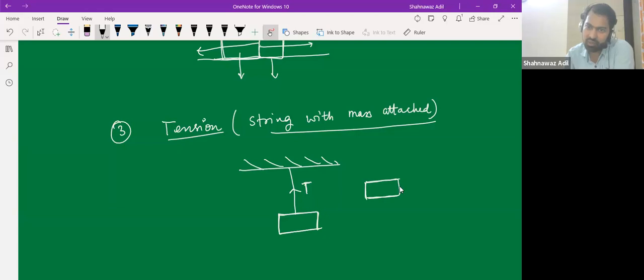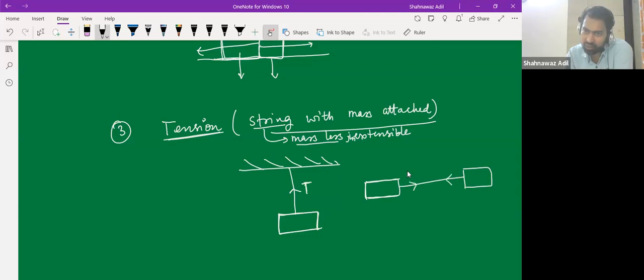Okay, so then let's say two objects are attached with some string, and generally we assume that this string is massless, right? And we also assume that it is inextensible. If this is massless, then the tension applied on this side would be the same as on this side. If the string had been massive, then this one would have been T1 and this would have been T2. So this is how we calculate this tension, right?